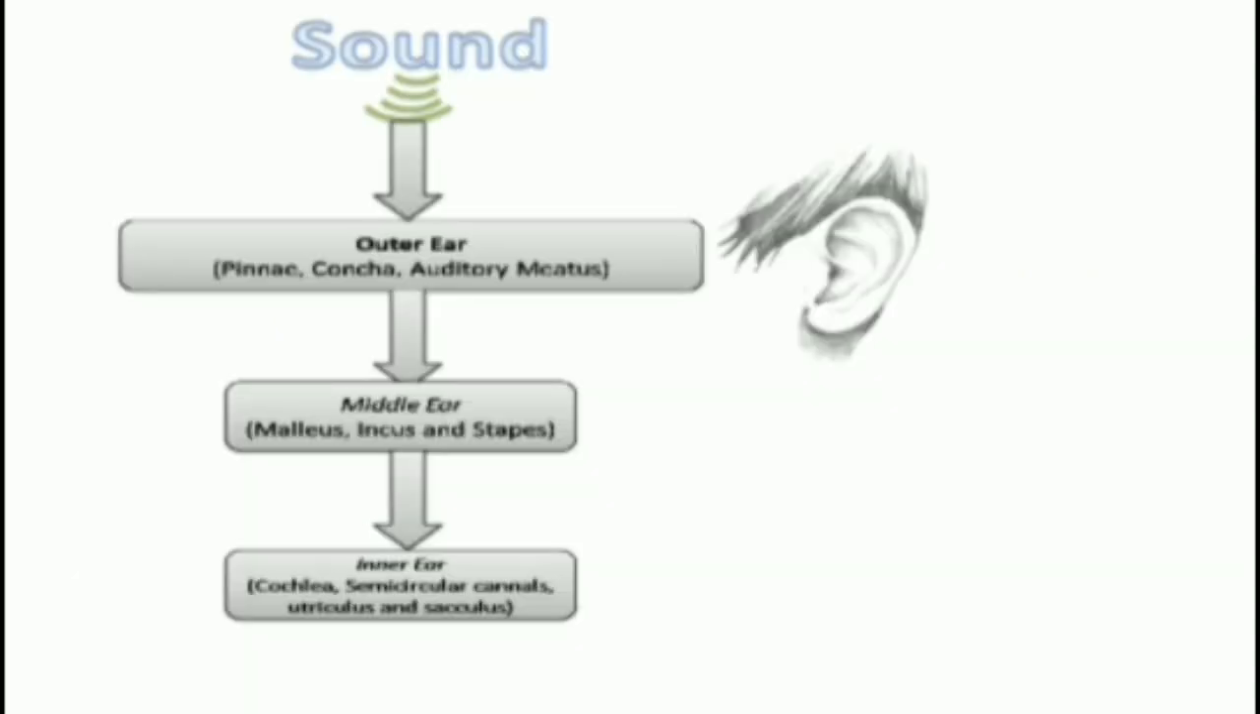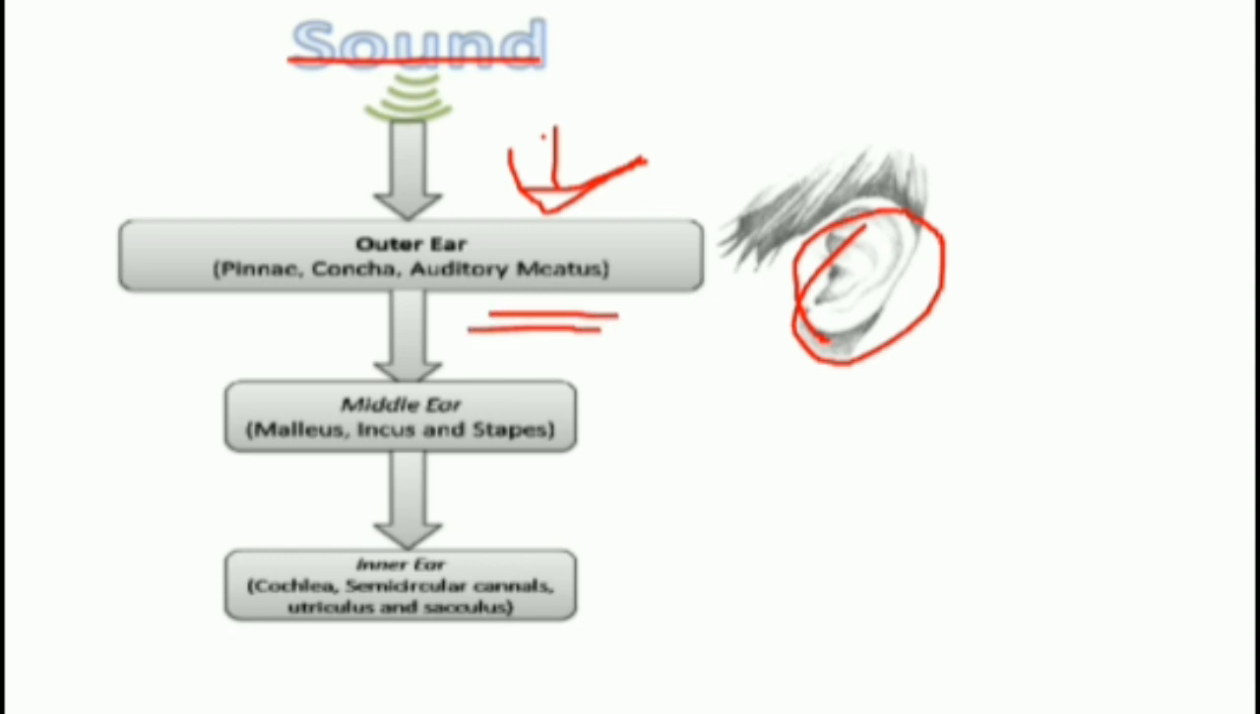Just see, guys. Here is our sound. Sound moves to the outer ear, that is the pinna, or auricle, first of all, then to the auditory canal, after that to the middle ear, malleus, incus, stapes, and then to the cochlea. The semicircular canal, utriculus and sacculus are the parts of the ear which also help in maintaining our body balance. Okay.